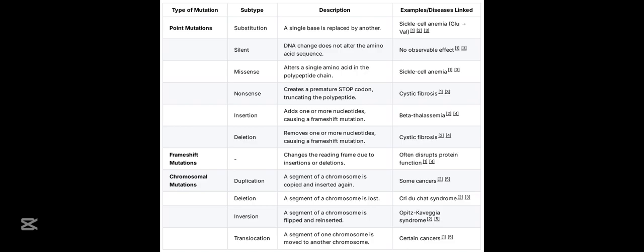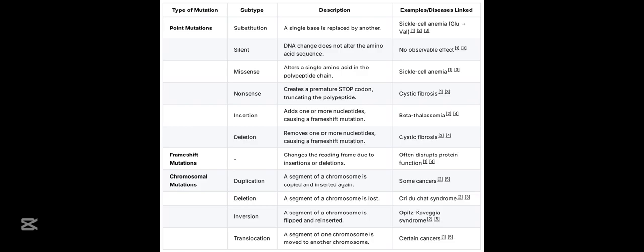Okay, so we've covered substitutions. Now what about insertions and deletions? Those are like adding or removing whole words from a recipe or even whole sentences. Okay, so insertions are when you add one or more nucleotides to the DNA sequence. And deletions are when you remove one or more nucleotides. So it's not just about whether you're adding or removing, but how much you're adding or removing.